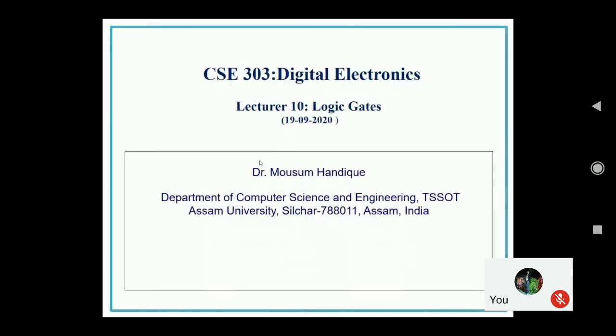So when we are discussing the logic gates and all those things, after that what happens?